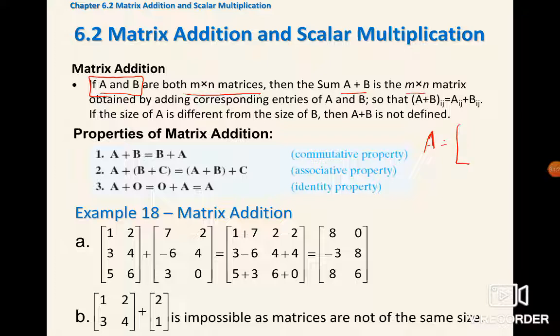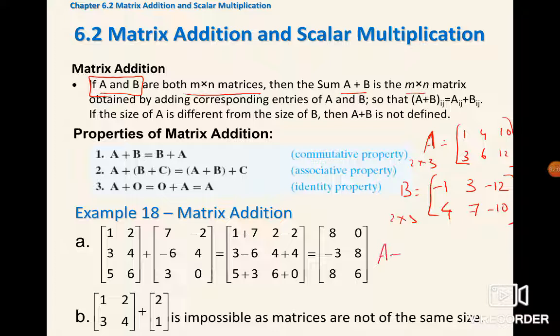Matrix 1, 4, 10, 3, 6, 12. This is matrix A. I give you another matrix with the same size. If you get a different size matrix, we cannot add it, isn't it? So negative 1, 3, negative 12, 4, 7, negative 10. So both the matrices are of the same type, same size. This is 2 by 3 and A is also 2 by 3.